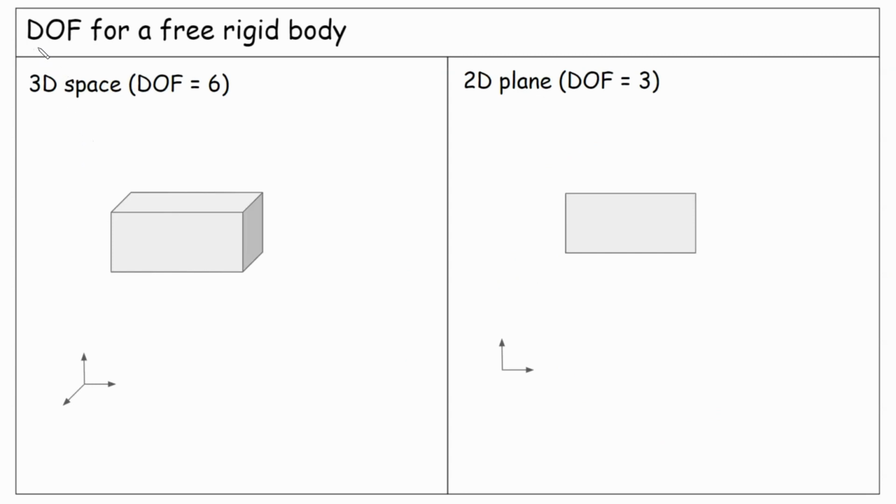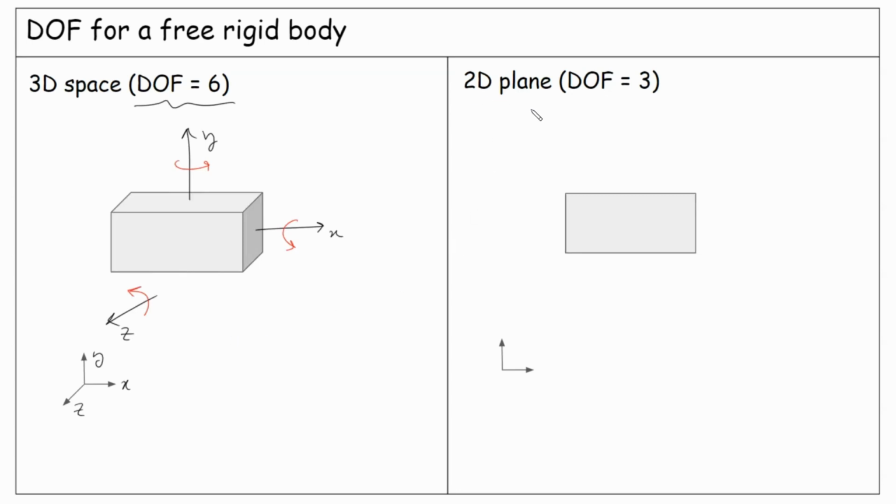Let's start with the degrees of freedom for a free rigid body. In a three-dimensional space, a rigid body has 6 degrees of freedom because there are 3 possible translations along x, y, and z directions, and 3 possible rotations around x, y, and z axis.